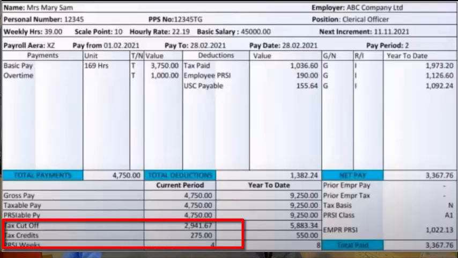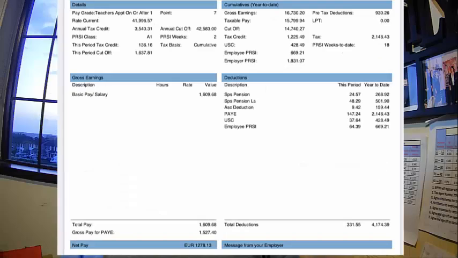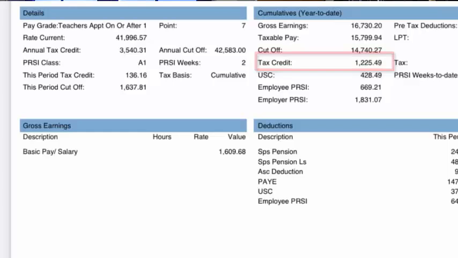Tax credits. Tax credits reduce the amount of tax you pay. Everyone is entitled to tax credits based on their personal circumstances. For example, if they are married or in a civil partnership or are a PAYE employee, etc. Tax credits are allocated each year and tax is calculated as a percentage of a person's income. Tax credits are deducted from this to give the amount of tax a person will pay.